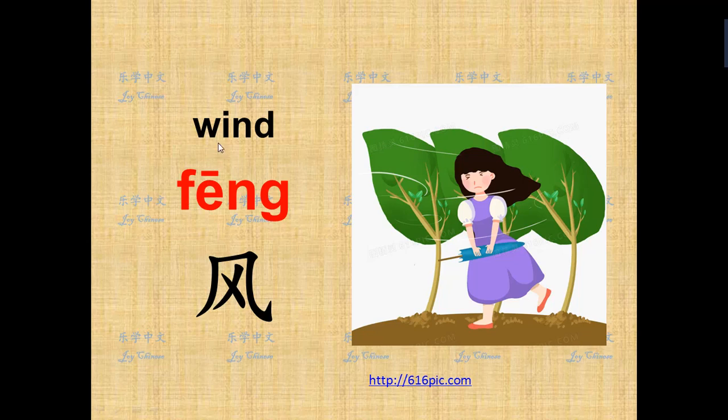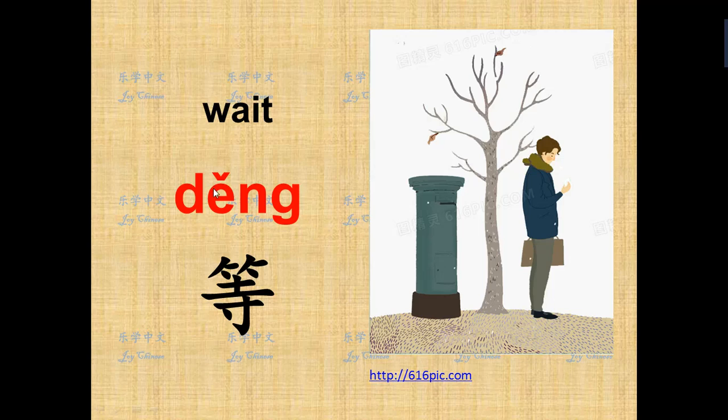The next one is wind. It is a combination of fu and eng with fourth tone. Fu, eng, feng, wind. The handwriting is not complicated. You can actually try it by yourself. Start from the left, then to the right, then a cross in the middle. Wind.